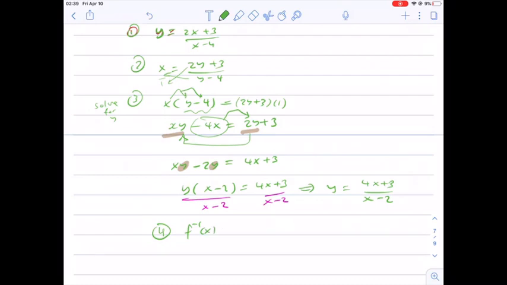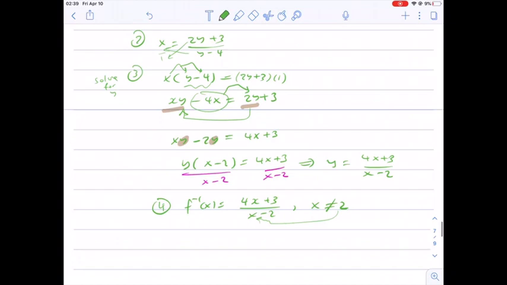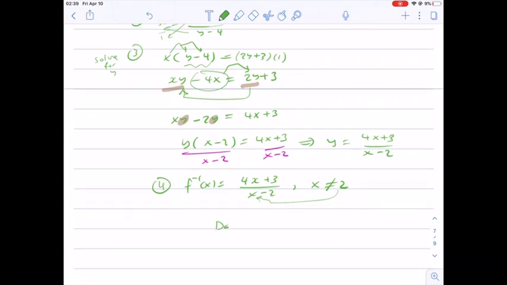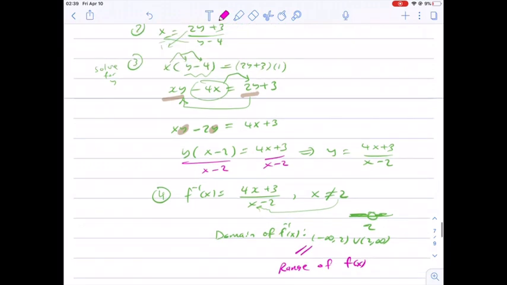And then the fourth step is to replace y with f inverse of x. So 4x plus 3 over x minus 2. Now what is the domain of this? x is not equal to 2, because if x equals 2, then we get 0 in the denominator, and that's not defined. So what is the domain of f inverse of x? The domain is everything on the real line except 2. So negative infinity to 2 union 2 to infinity. So since this is the domain of f inverse, this is equivalent to the range of f of x.